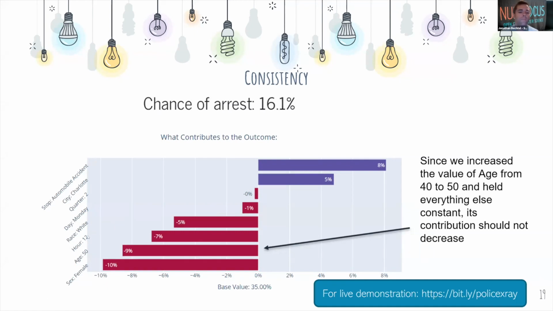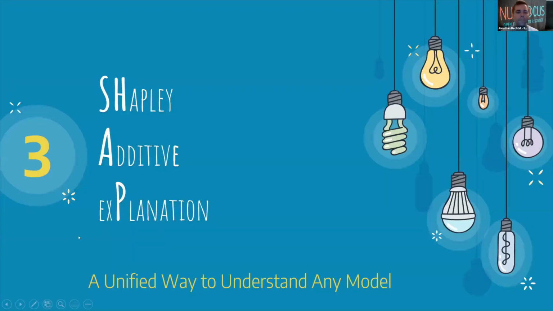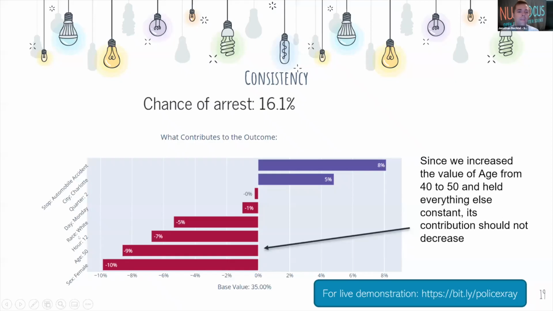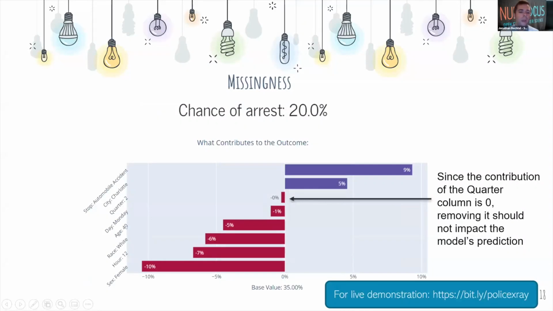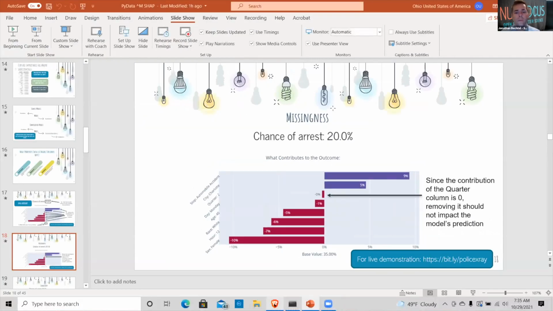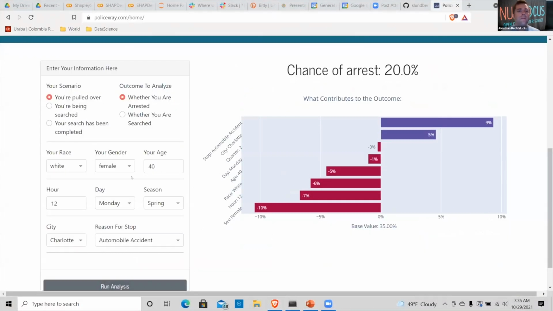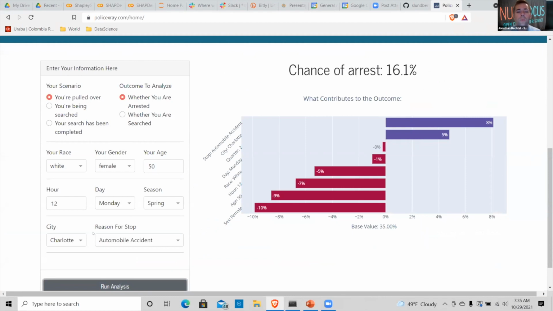The only difference though is that the value of age went from 40 to 50. So we held everything else constant. None of these other values are different. We changed the value from 40 to 50, and if you rerun the analysis, the overall influence of the age value gets appropriately larger.